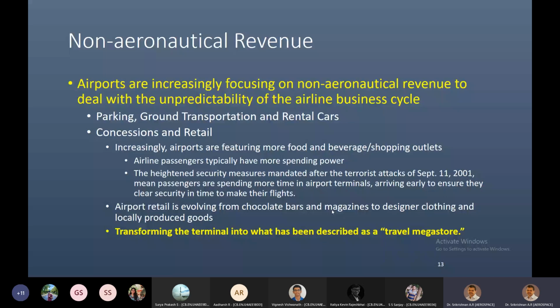So that's the reason there is a constant emphasis on making the airports look like a mega store, like a huge shopping mall with a lot of variety of products, brands, and a lot of things on display, so that they keep screaming for the attention of the passengers, which can all have a positive impact on the revenue from the various sources.